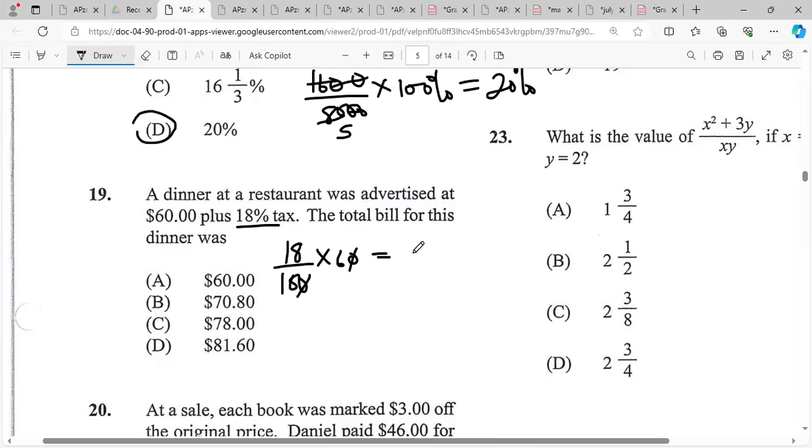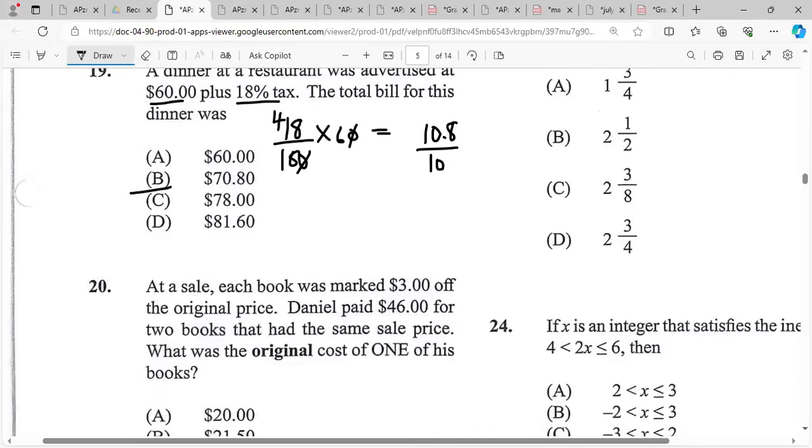18 times 6 is, 6848, 616 and that 10. All right, we divide this by 10. You can just move the decimal, please. So that's 10.8. So you have to pay an extra $10.80. So we add that to the 60. 60 plus 10.8 is 70.8. Yeah. So it would be B.